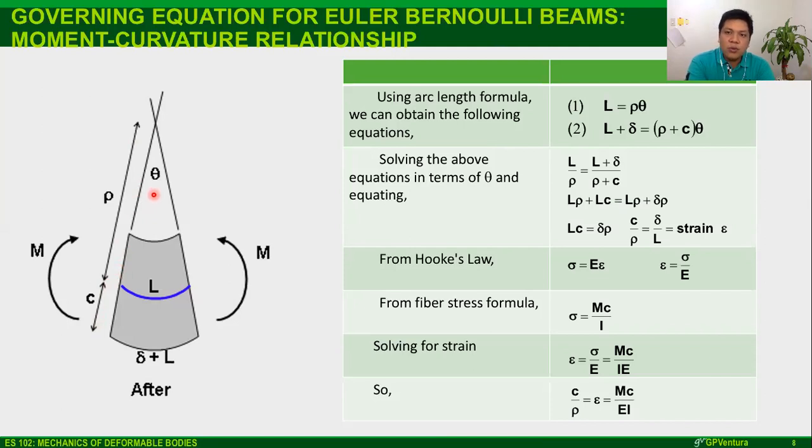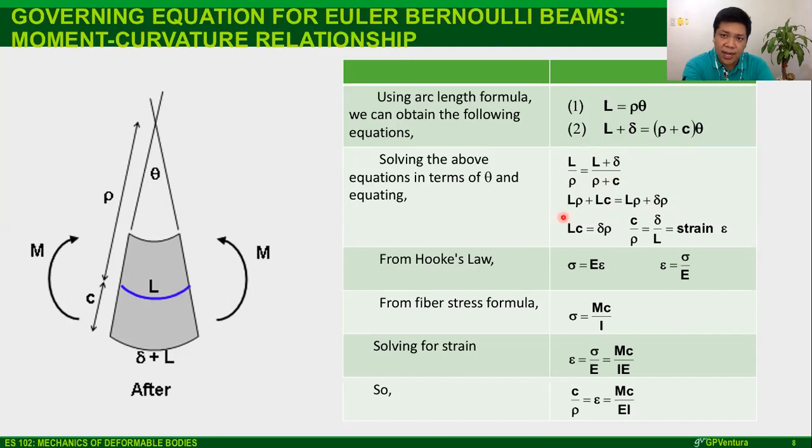Now, what I want to do here is to solve the first and the second equations in terms of theta, okay? Such that if I now cross multiply, ibaba ko po, okay? So theta is just equal to L over rho, okay? That's for equation number 1. Then equation number 2, theta is equal to, ibaba ko itong rho plus C, L plus delta all over rho plus C. Then I cross multiply this equation, L rho plus LC is equal to L rho plus delta rho.